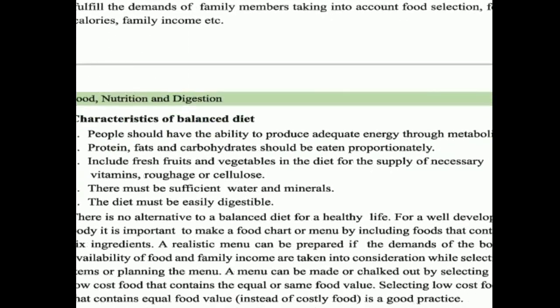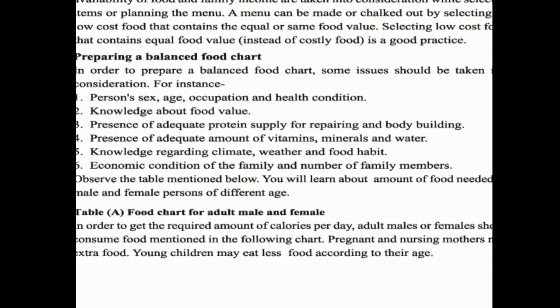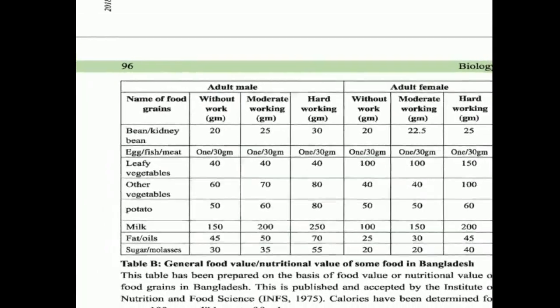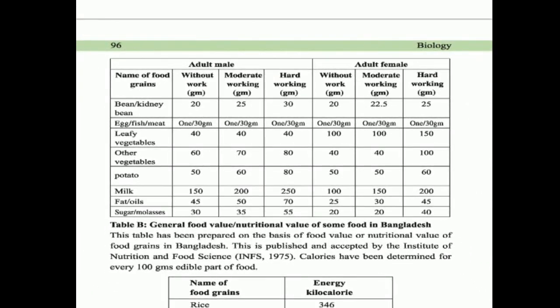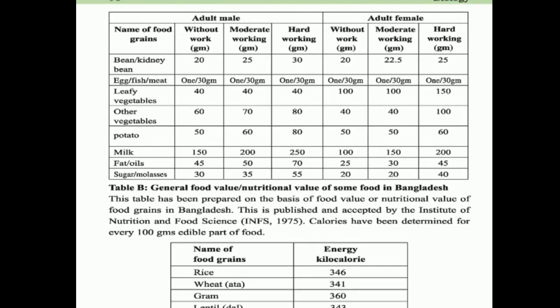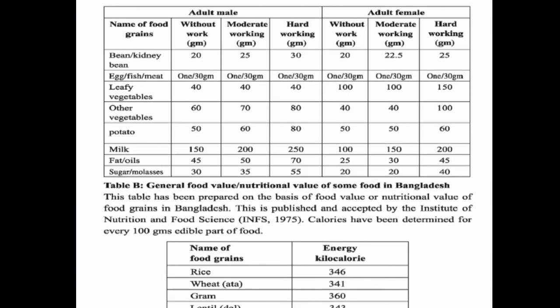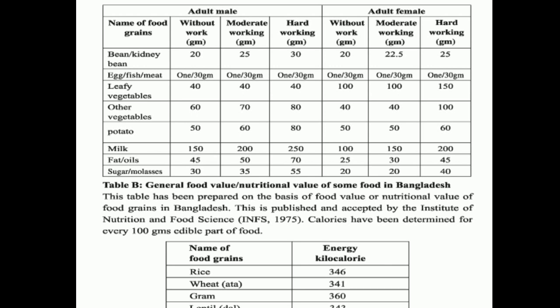Now I am going to talk about the characteristics of a balanced diet and preparation of a balanced food chart. Here you are, now you can see the balance chart. This table has been prepared on the basis of food value or nutritional value of food grain in Bangladesh. This is published and accepted by the Institute of Nutrition and Food Science. Calories have been determined for every 100 grams of edible part of food.